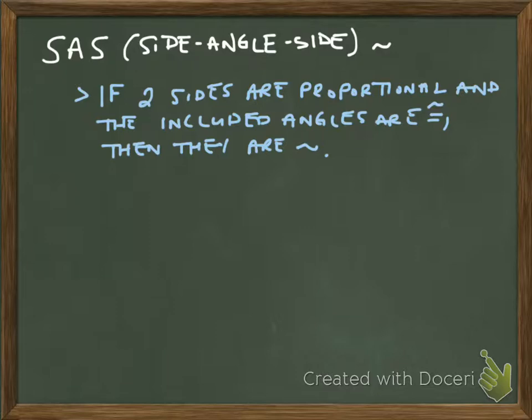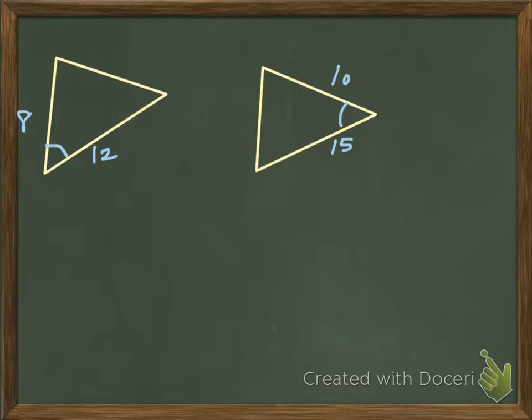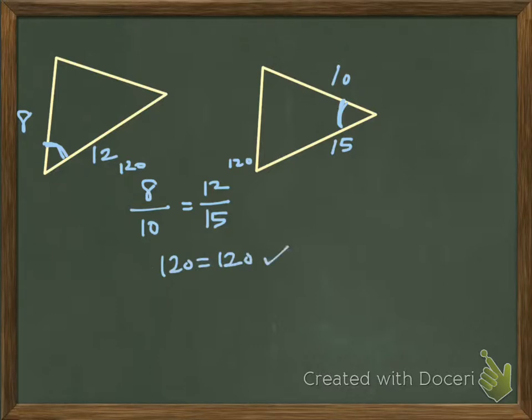Okay, so let's jump right into our first example. Here we have two triangles, and we see that we have two angles congruent right here, both of them in between the two sides that are given. So what we need to do now is find out if the two sides are proportional. I'm going to take the small one, 8, and set it over the small one on the other triangle, which is 10. I'm going to set it equal to the next side, which is 12 over 15. All I have to do to test proportionality is multiply 10 times 12, which comes out to be 120. 15 times 8 also comes out to be 120. Since 120 equals 120, you know that they're proportional.